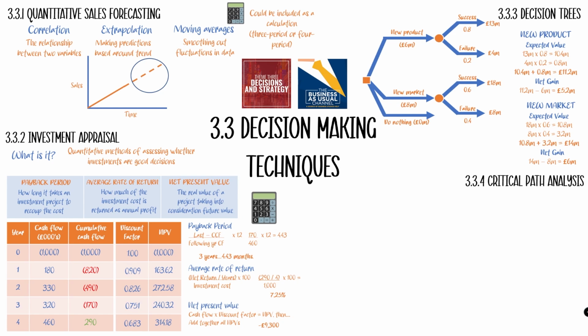So in this situation, our net gain for the new market is higher. Therefore, based on this data alone, that would be the better option. Now, that doesn't necessarily mean it definitely will be the right option, doesn't necessarily mean that's going to work, but that's what the weighted averages of this data show. And that's how you do a decision tree.